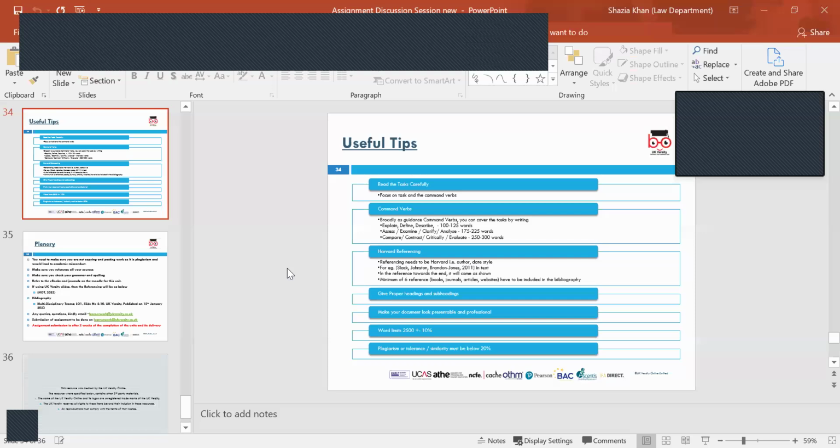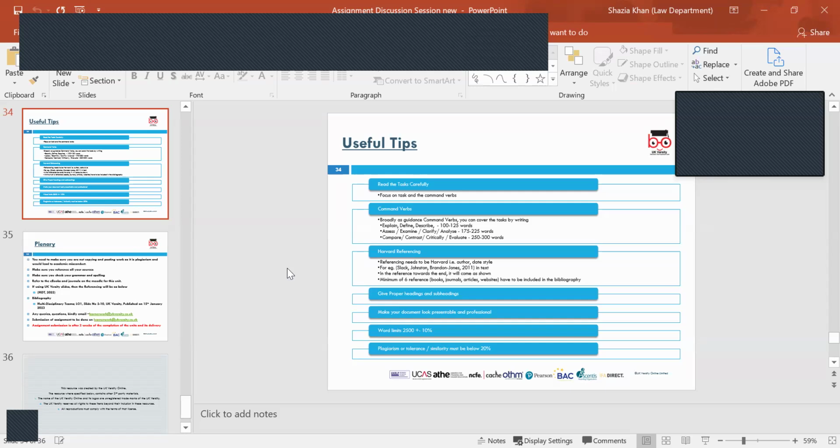Give proper headings and subheadings. Like I said, do not use bullet points, okay? Maybe have headings for each part of each task. Make it clear it's Task 1, and then you're doing each part. Do not change the wording. Make sure your document looks presentable and professional. Your limit is 2,500 words with 10% leeway.